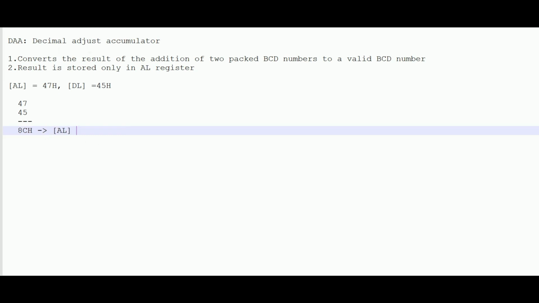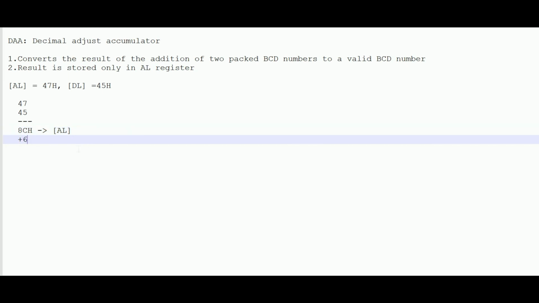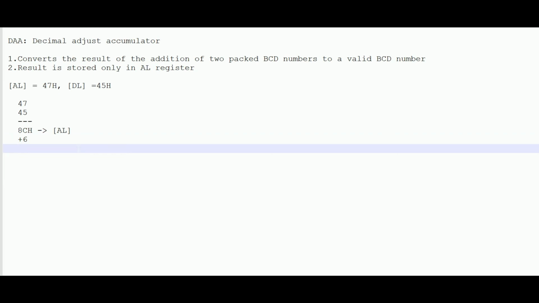Now what DAA will do is convert the addition of two packed BCD numbers. Here we have two packed BCD numbers, 47 and 45, and this gets converted to a valid BCD number. 8C is not a valid BCD number because you know that a BCD digit ranges from 0 to 9. Here 8 is your higher nibble, C is your lower nibble. In this case the lower nibble C is not a valid digit. So what needs to get done? You have to add 6. Whenever you have to convert hexadecimal to decimal, you add 6.